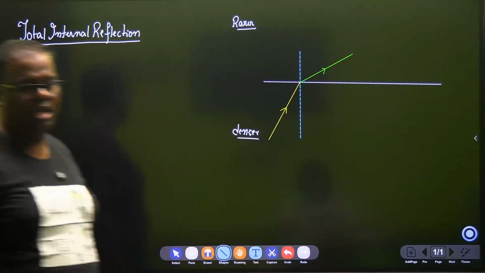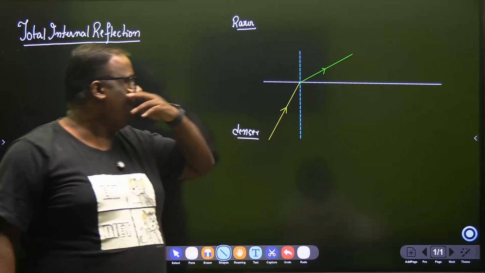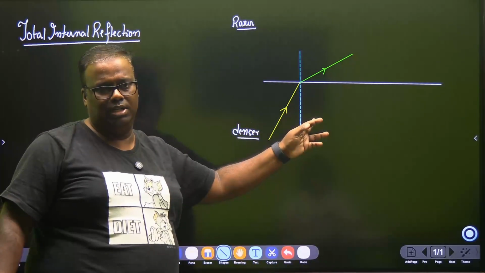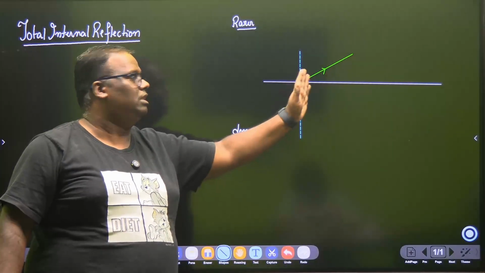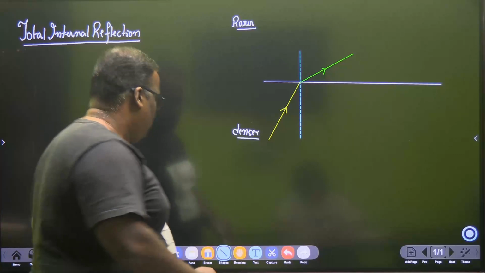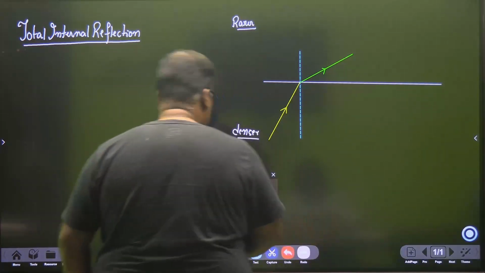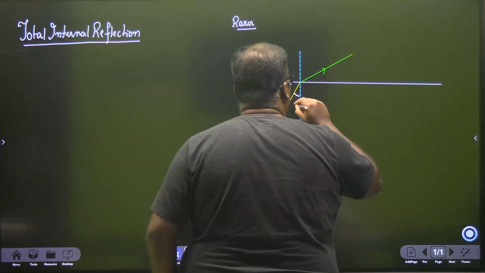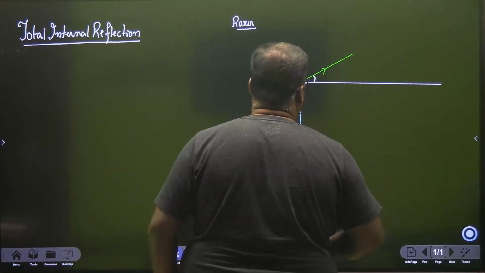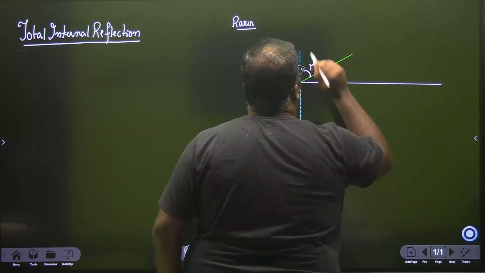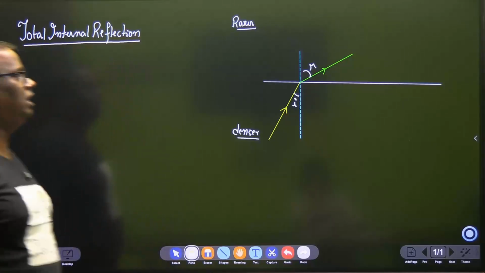Is there any issue to understand this? Obviously, some reflection will also take place. I'm not bothered about that as of now. This is my refracted ray. Okay. What I do now, I start marking my angle of incidence, and this is my angle of refraction, where R will be greater than I.